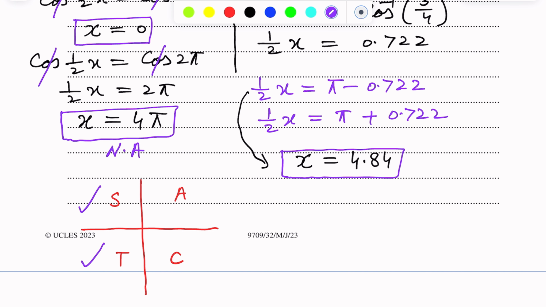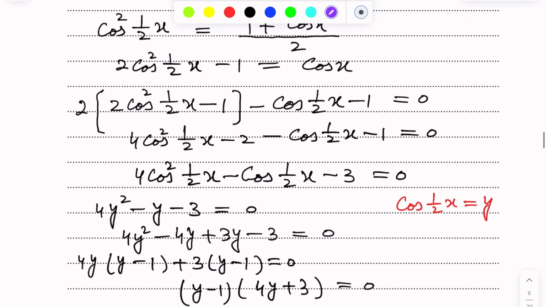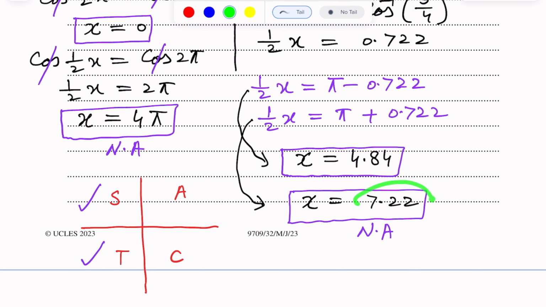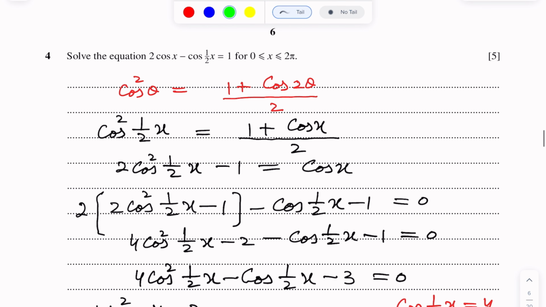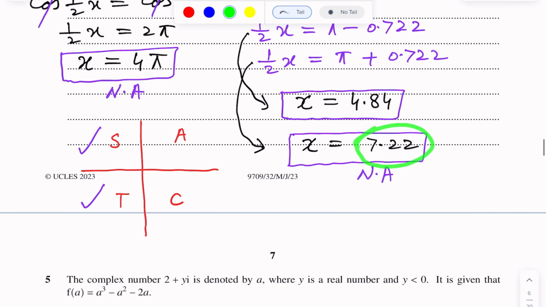And also from this equation, we will find the value of x, that is pi plus 0.722 into 2. We get the value of x from here, 7.22, which is not valid. This value is not valid because it does not lie in the given interval. The value of x, that is 7.22, lies outside this interval. So we are not taking this as the answer.